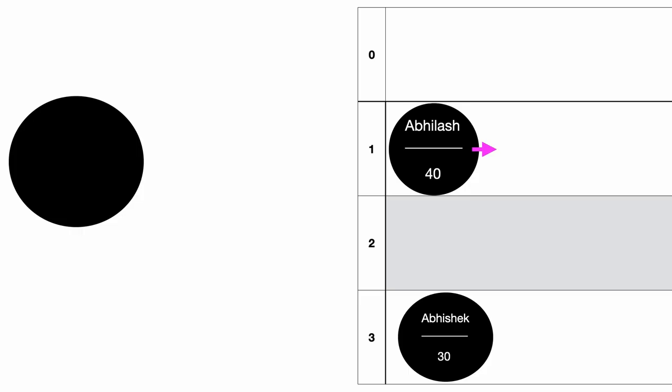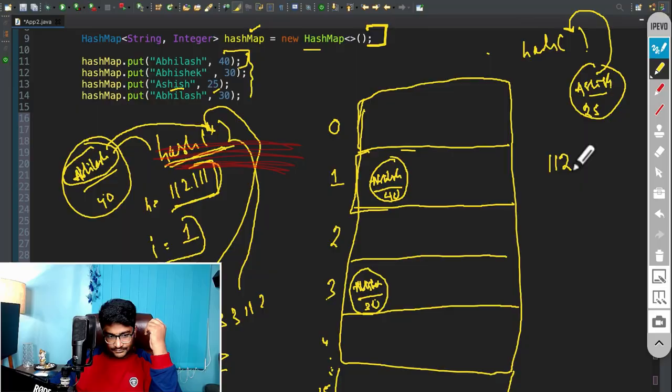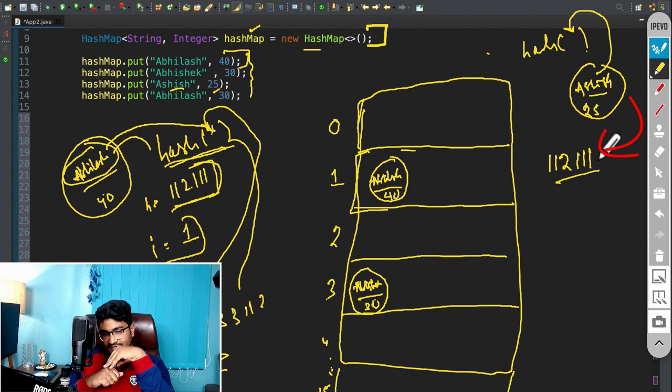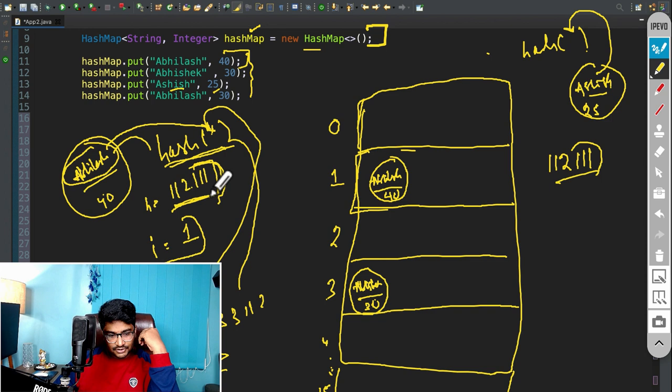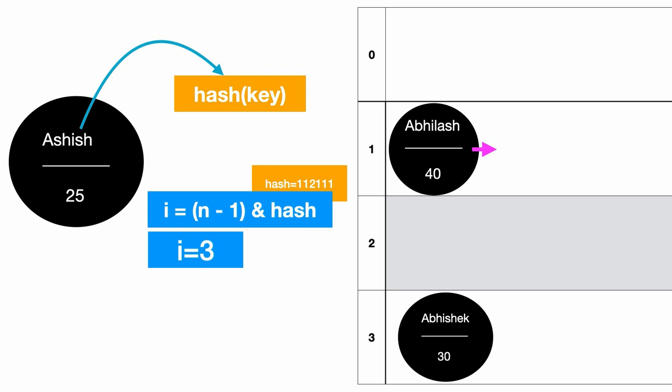Now the hash function will get me the hash code. Imagine the hash code will be coming like this, 112 and 111. Now this is the hash code that we get. Now tell me guys, do you see the hash code of Asis and the hash code of Avilas? These two are the same, right? It's also 112, it's also 111. And now if it is further processed and the index number is calculated, the index number is again coming 1. So that means now this object will go to the index number 1.